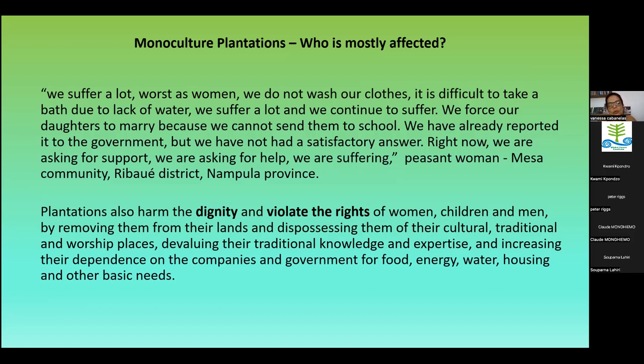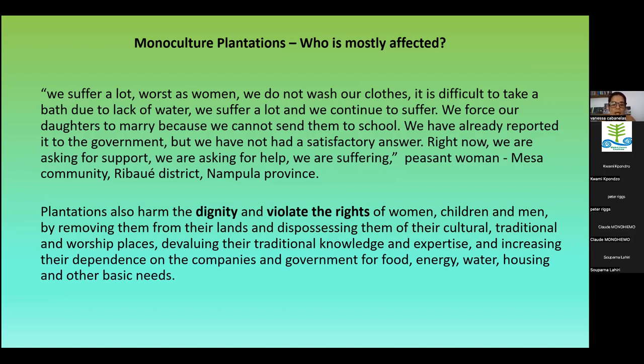These people, these rural communities, have been living in this area and have been protecting their environment for centuries, for many, many years. Some of them have been there forever. Their families have been there. And now they're being dispossessed of these lands to make way for these monoculture plantations. And they become more dependent on the companies, more dependent on the government for food, for energy, for everything that they need.